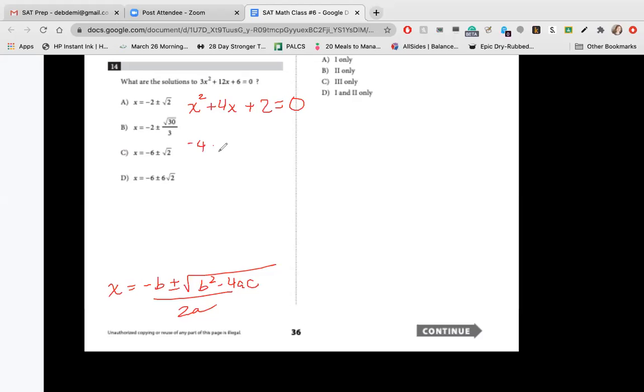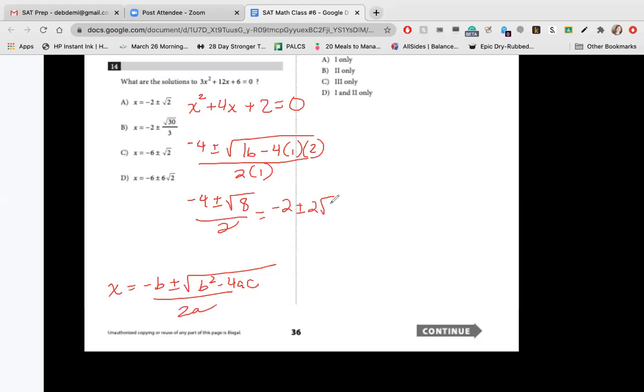Negative 4 plus or minus the square root of b squared minus 4ac, all over 2 times a. And you're going to get negative 4 plus or minus the square root of 8 over 2. That is obviously not an answer, but we can simplify: negative 4 plus or minus 2 root 2 over 2. And we can take out the 2's. Oh boy, this should have been a 4. I reduced it too soon. And then we reduce it and we're going to get this answer right there.